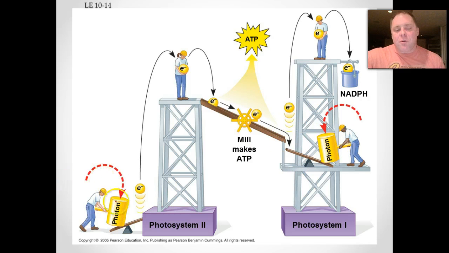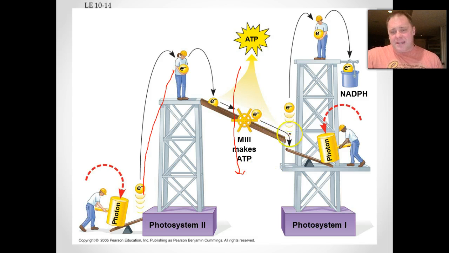So I start off with a photon, which is going to sort of elevate this electron, get it excited. The electron is going to move down the slide, and in doing so, you can see this little mill. It's just showing you that some of that lost energy is being used to do stuff. Okay, don't be confused about the direction of this ATP that's being produced. We'll talk about that in a minute. But really what's happening is hydrogen ions are being pumped into the thylakoid right here.